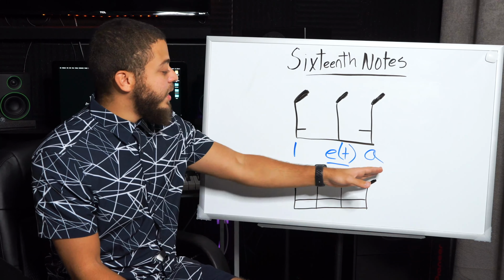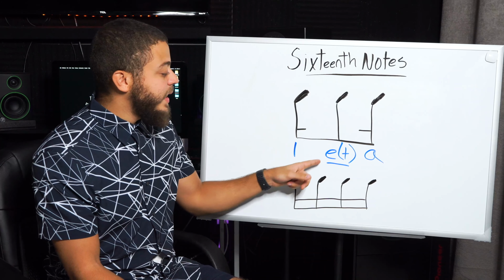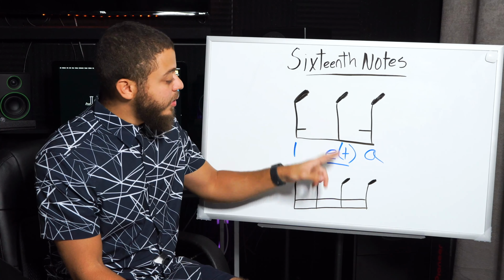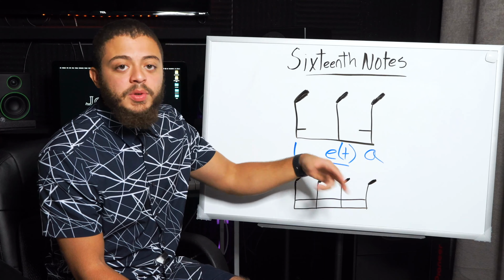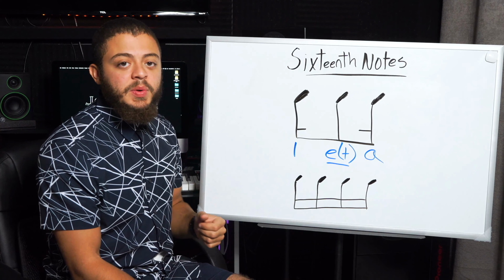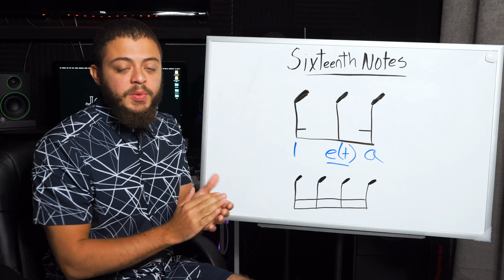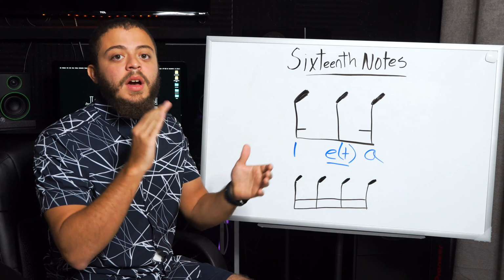So if we look at the counting here, we have beats 1, E and are going to be taken by the 8th note, and then we have the last beat, which is A. The way we count this rhythm is 1 E, a 2 E, a 3 E, a 4 E, a 1.